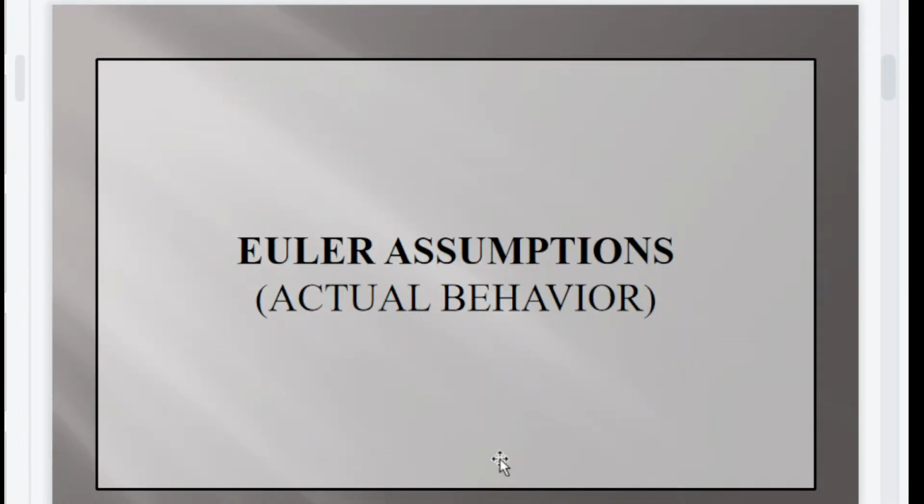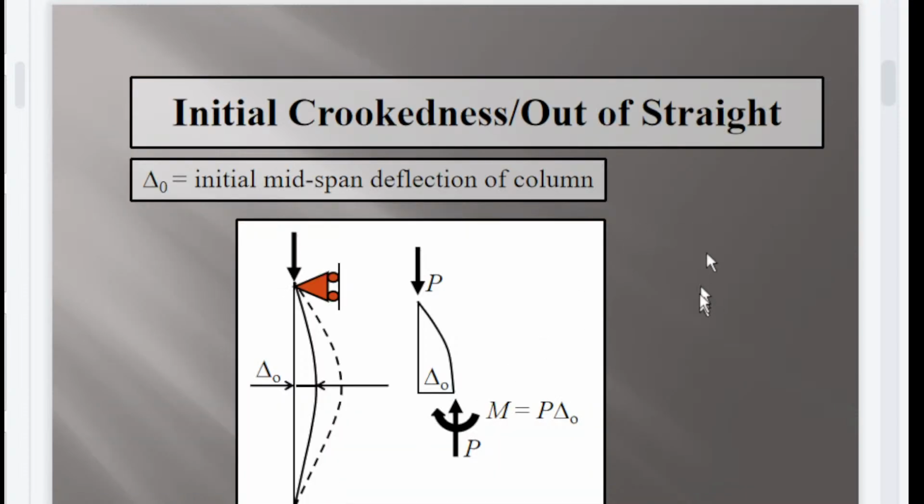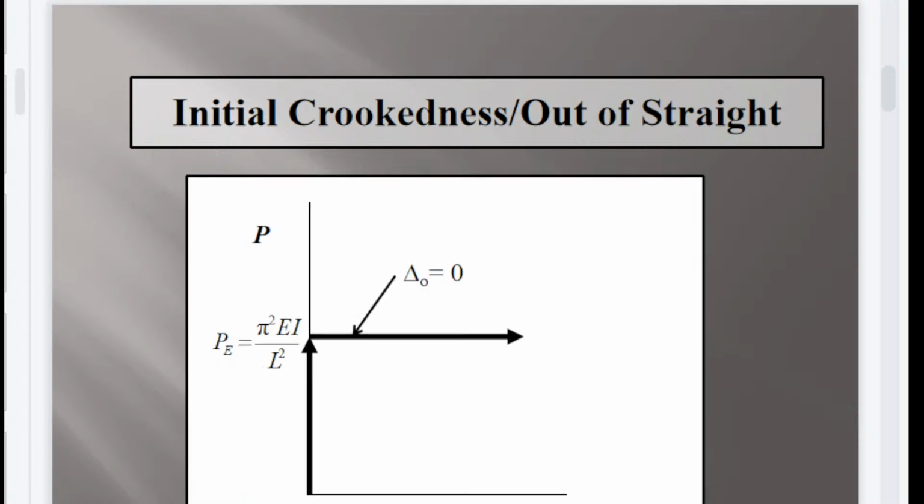So for Euler, the assumption regarding the actual behavior: initial crookedness, or out of straight. So delta 0 is the initial midspan deflection, as you can see. Then apply the force, and you get an amount of moment because of this delta. So with initial crookedness, we have the Euler up to that point, then it will go that way.